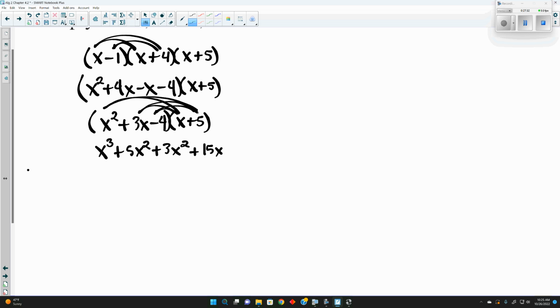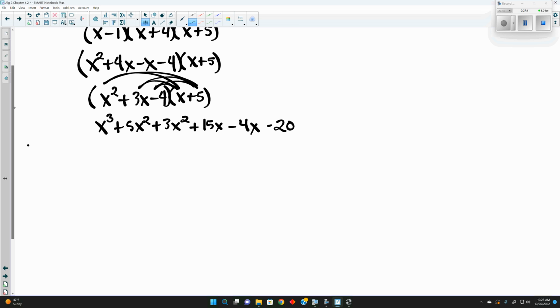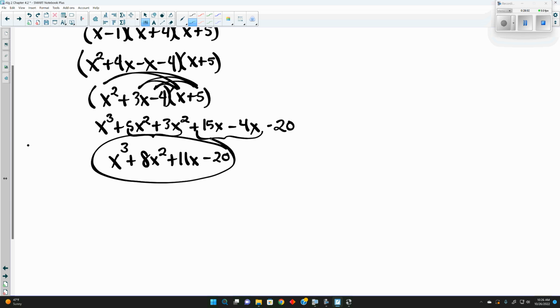Negative 4 times x is negative 4x, and negative 4 times 5 is negative 20. Then combine like terms. X to the third is by itself. 5x squared plus 3x squared is going to be plus 8x squared. 15x minus 4x is going to be plus 11x, and then we have minus 20.